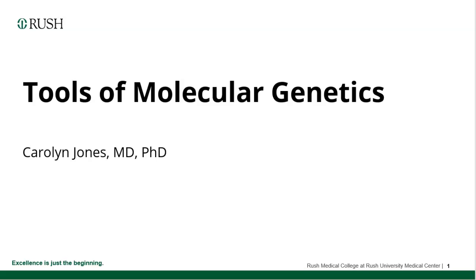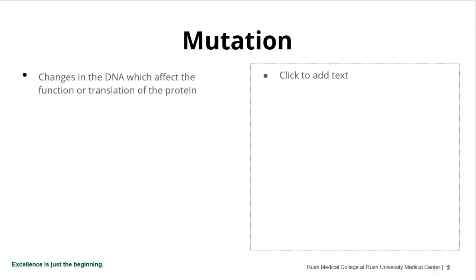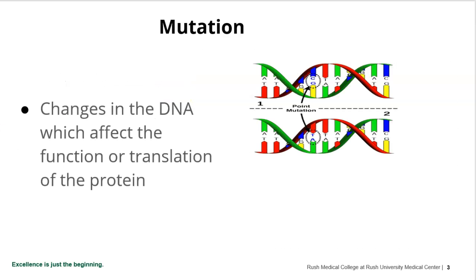Okay, tools of molecular genetics. This is just a brief presentation to go over some of the testing methods that we use, so we can review it. A mutation is a change in DNA which affects the function or translation to the protein. Anything that changes the DNA code that results in either abnormal or absence of the end product, which is a protein, is a problem.